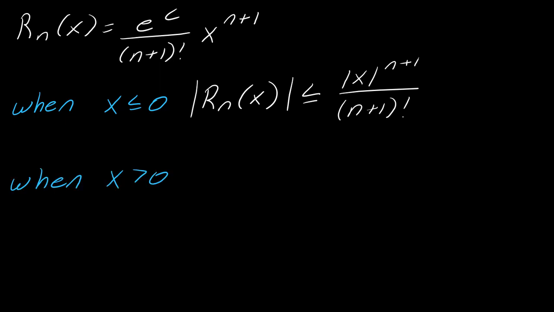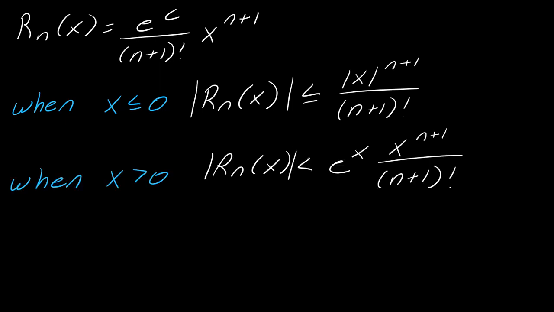And then when x is something greater than 0, using that equality that we had before, e to the c is less than e to the x. So this whole error term will be less than e to the x times x to the n plus 1 over n plus 1 factorial. This gives us a really open way to think about just what the value of error terms like this are, depending on what value of x we choose. So this is a way to just explore what that is.